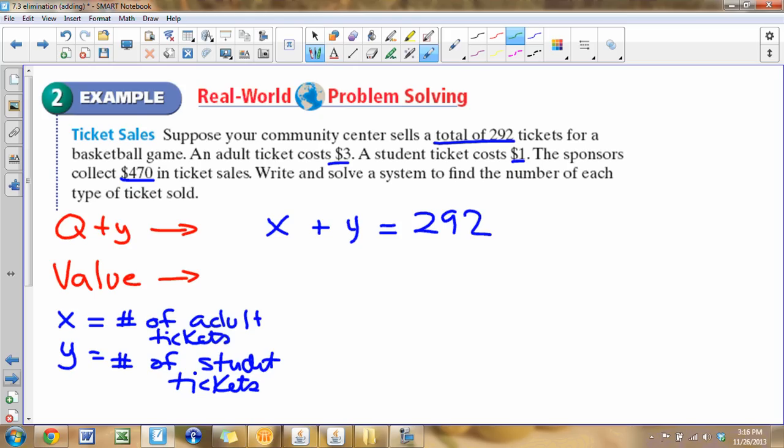The other one is value. So now we got to talk about this ticket price. So adult tickets, I said I sold X numbers of them, and they cost $3 a piece. So 3 times X, that's going to be the value, right? If I sold 5 tickets, that would be $15 I made. If I sold 10 tickets, I'd make $30, because you're going to multiply how many you sold, that's our variable, times how much they're worth, or their value. The same thing for Y. Now, kids' tickets are only $1, so 1Y. And I know that I sold $470 worth of tickets.